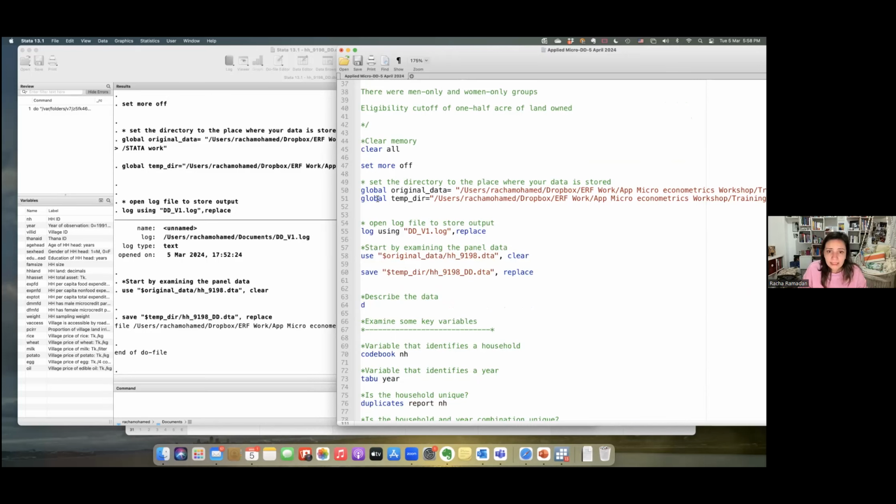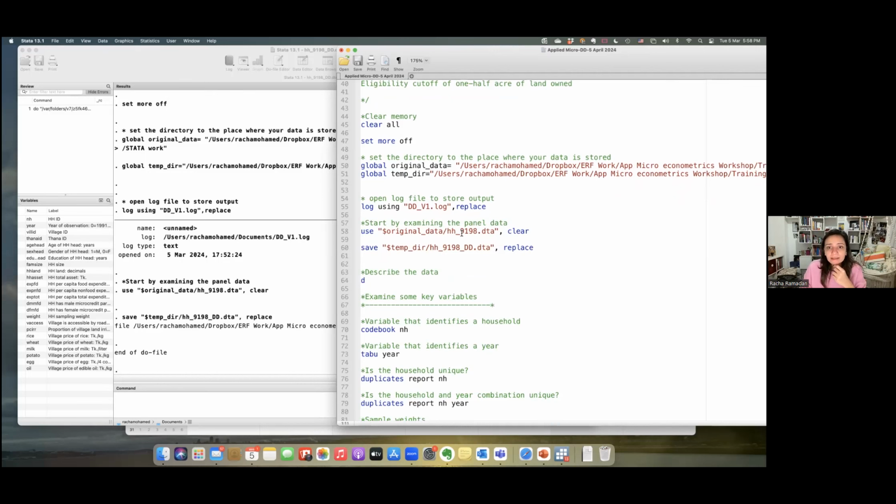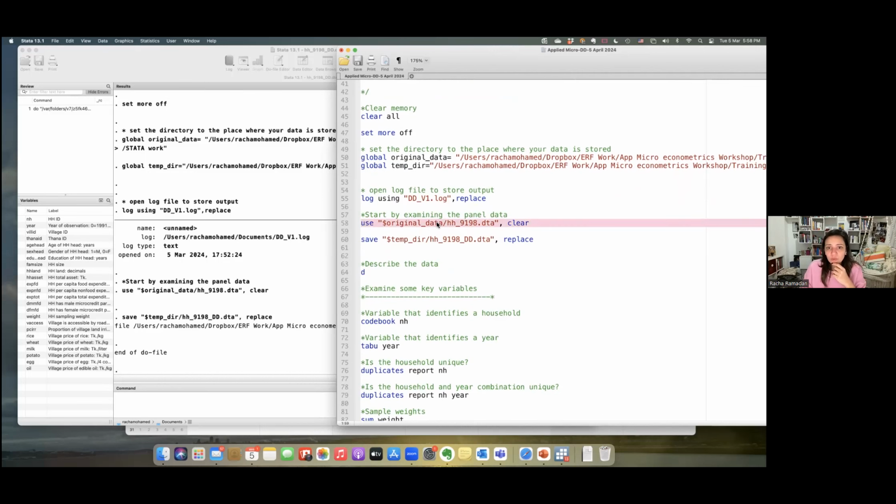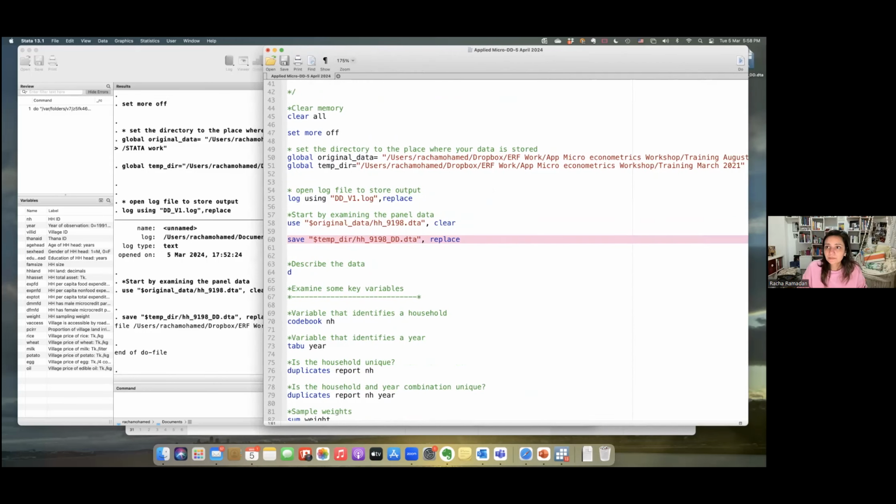If there was any data set, I'm specifying where my original data is and where my temporary data goes. I open a log file. I didn't show you the log file at the end last time; I will show it today. Usually when you get the data, you need to be sure that your data is safe and whatever manipulation you apply will not affect your original data. So I always highly recommend that after using it, you save it under another name, and you will save here.